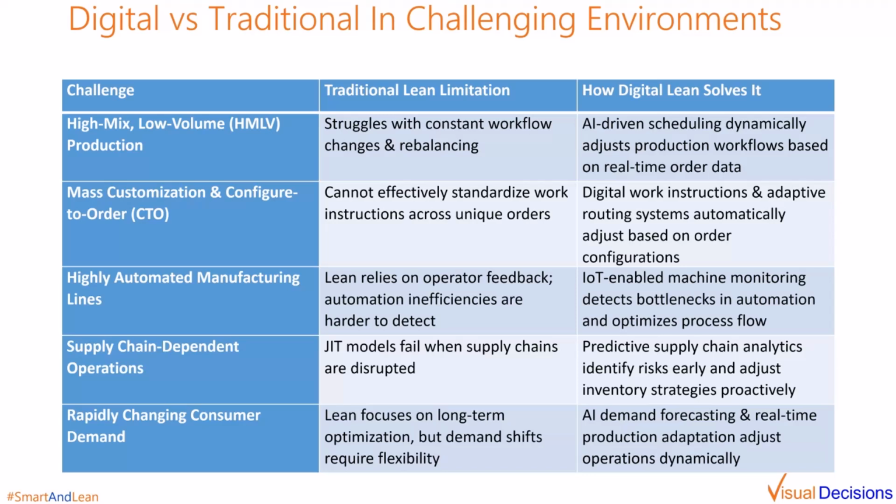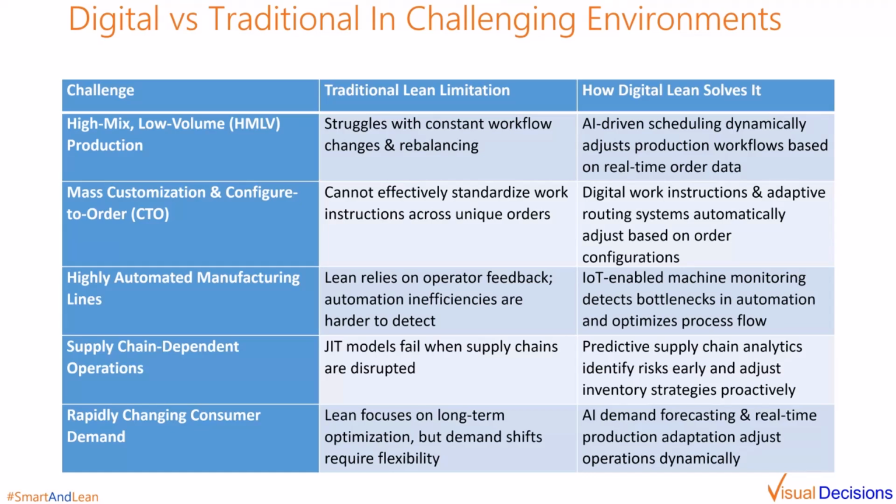One of the biggest challenges is high mix, low volume production, where job variability is constant and workflows must adapt to frequent product changes. In traditional lean, standardized processes and predefined cycle times help maintain efficiency. But in a high mix, low volume environment, manual scheduling and fixed workflows become bottlenecks. Machines often require frequent reprogramming, changeovers take longer, and operators must continuously adjust to different job requirements. Digital lean helps solve all of those things through dynamic scheduling and adaptive work instructions.